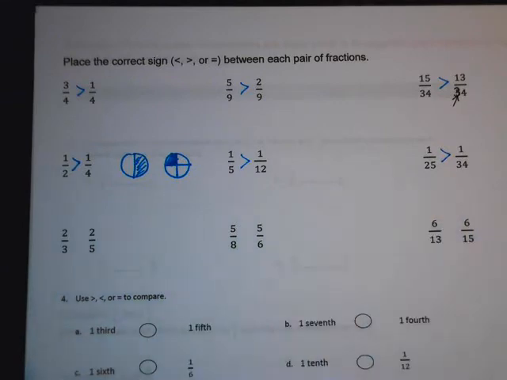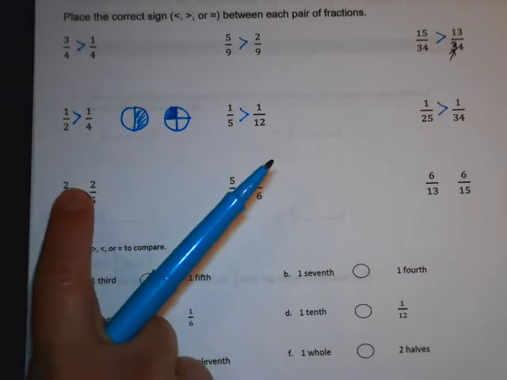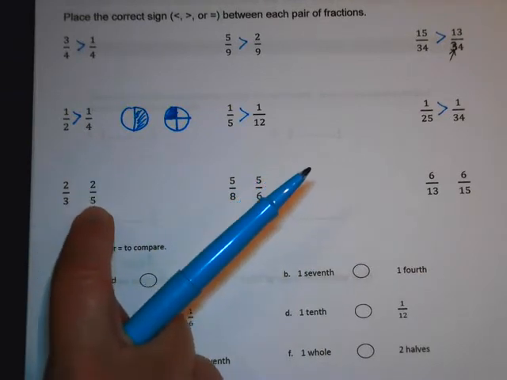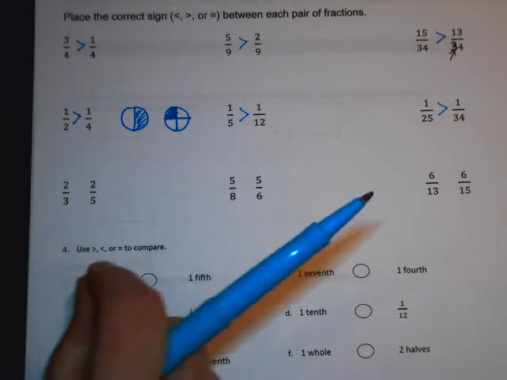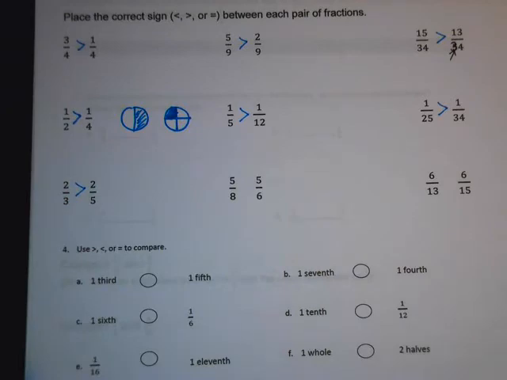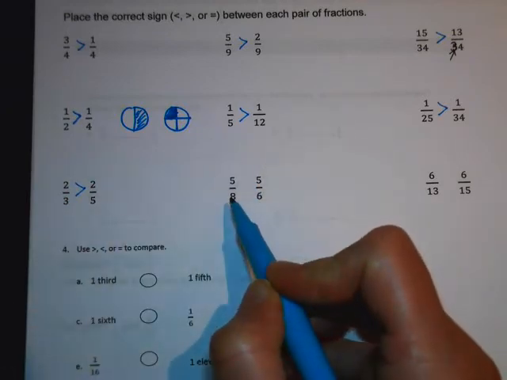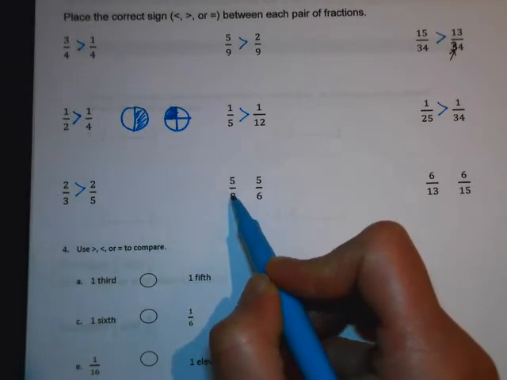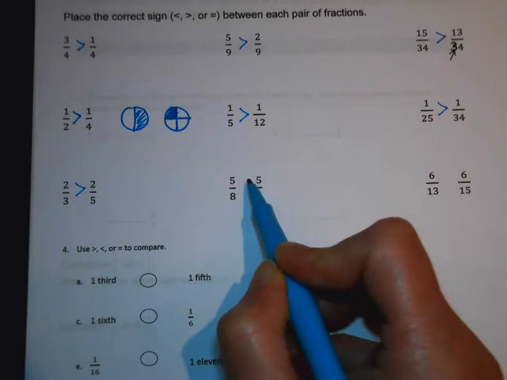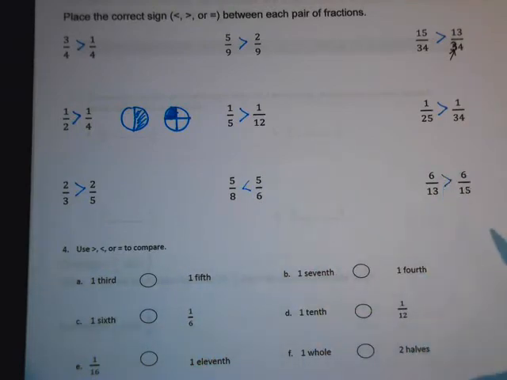So whether it's 1 or 2 or 5 or 6, as long as the numerators are the same, they look at the denominators. The bigger the denominator, the more pieces the pie has been cut up into, so the smaller the piece. The bigger the denominator, the smaller the pieces. So 5 of these teeny pieces is going to be smaller than 5 of the larger pieces. The bigger the denominator, the smaller the piece.